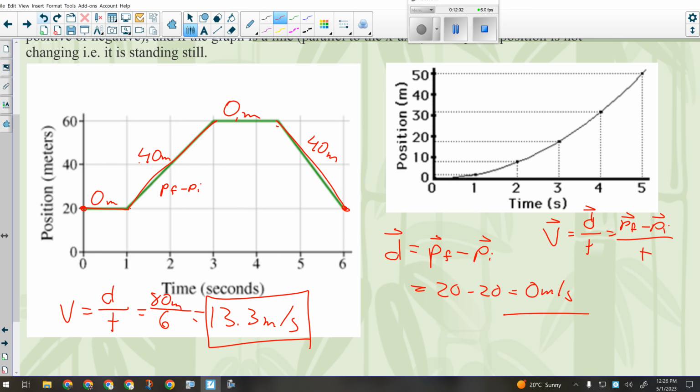All right, now, with this graph, this is still a position versus time graph. What is it showing the object doing?